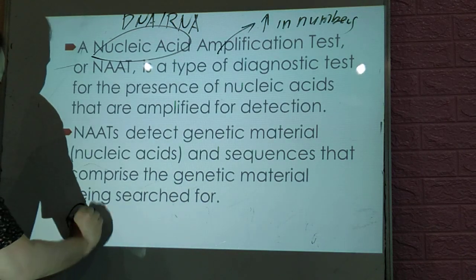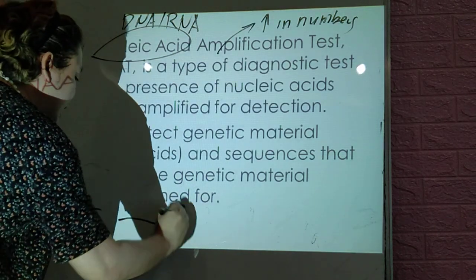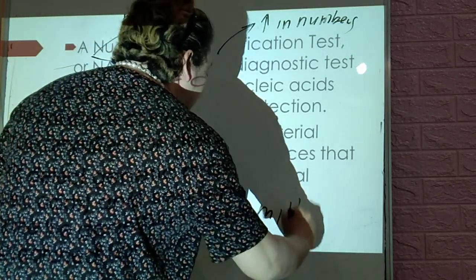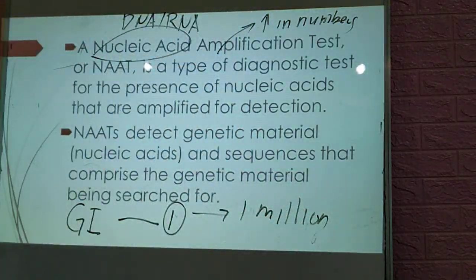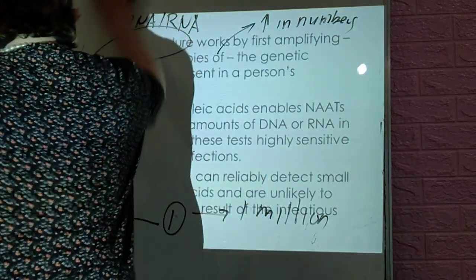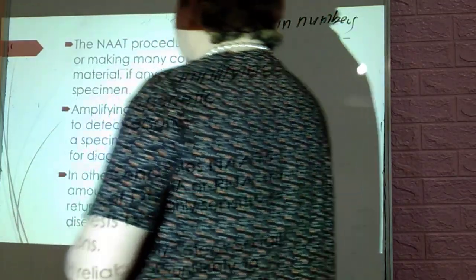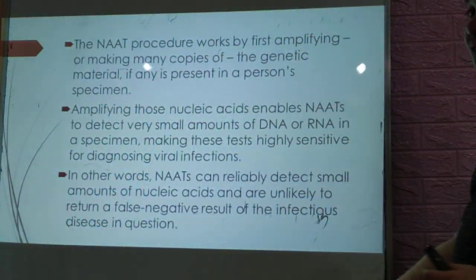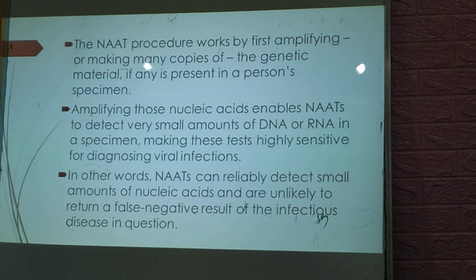Let's say, for example, we have here the gene of interest. So this is starting from 1. This will become 1 million, and so on and so forth. Remember that information. So when it comes to NAAT procedure, the best example is PCR. It works by first amplifying or making many copies of the genetic material, if any is present in the person's specimen. So if it's present, you're going to isolate, extract, multiply, and it will undergo several cycles until we reach the number that we are looking for.